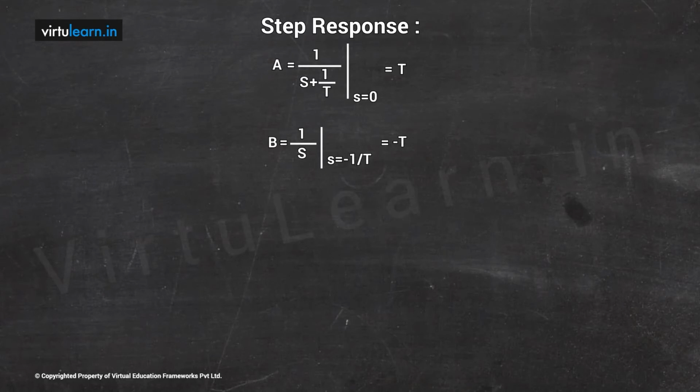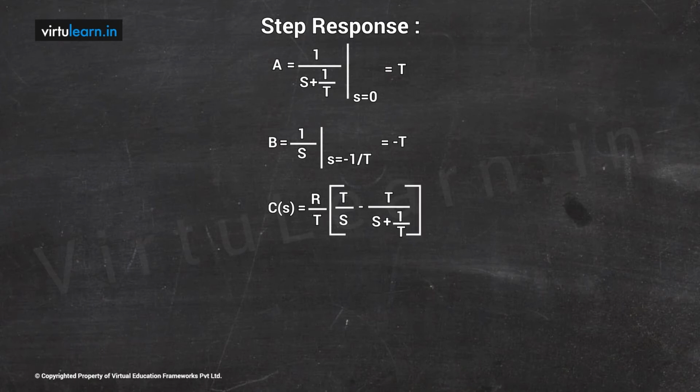So when you resubstitute there, then your C of s becomes R by T into T by s minus T by s plus 1 by T. You cancel all T's, numerator and denominator, and finally we have R into 1 by s minus 1 by s plus 1 by T. Here apply the inverse Laplace transform.